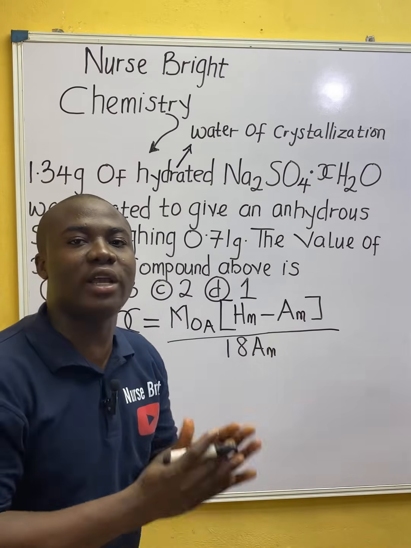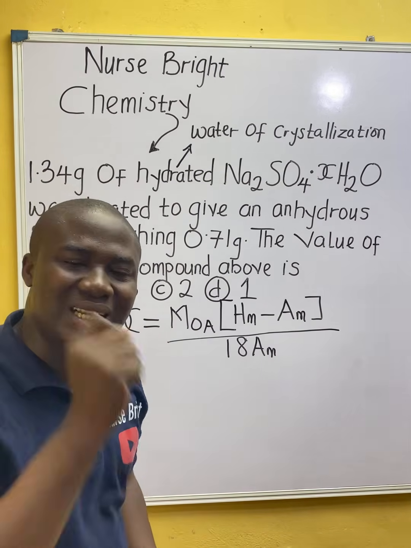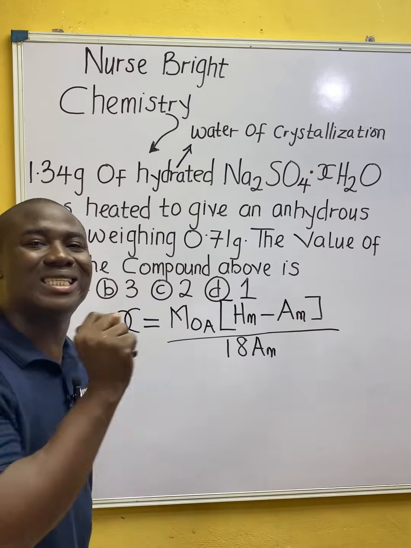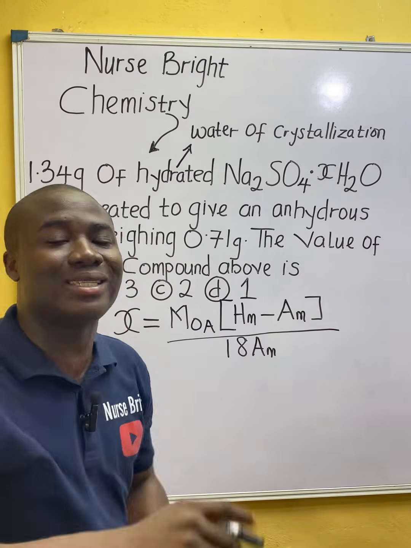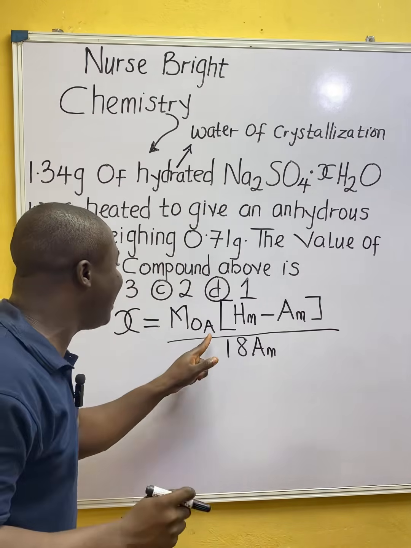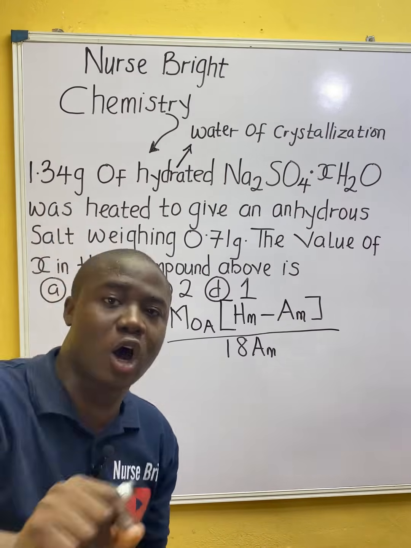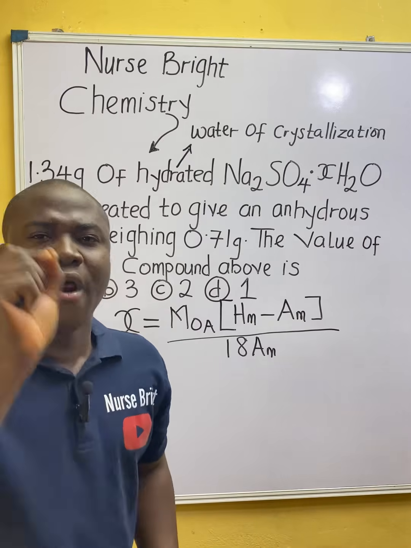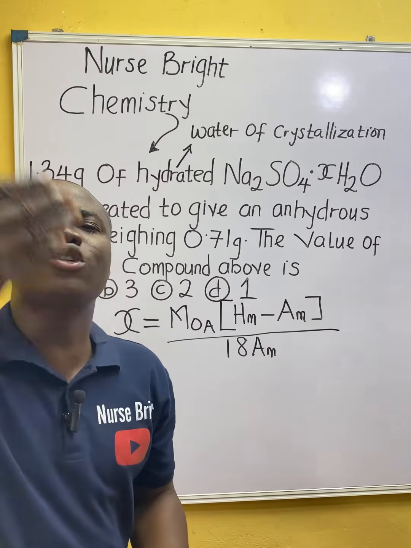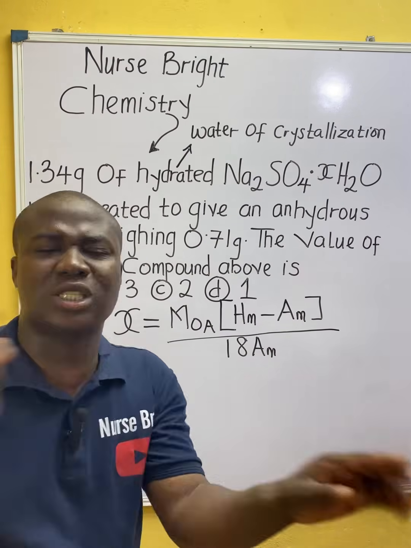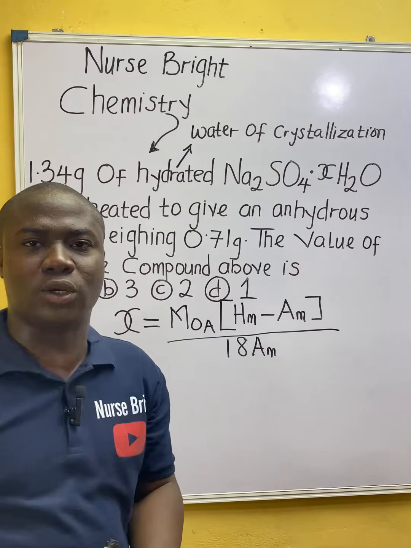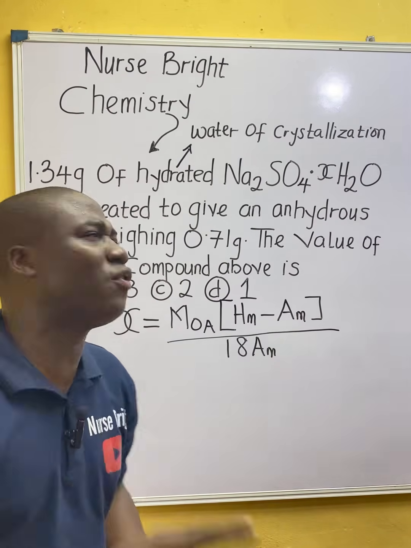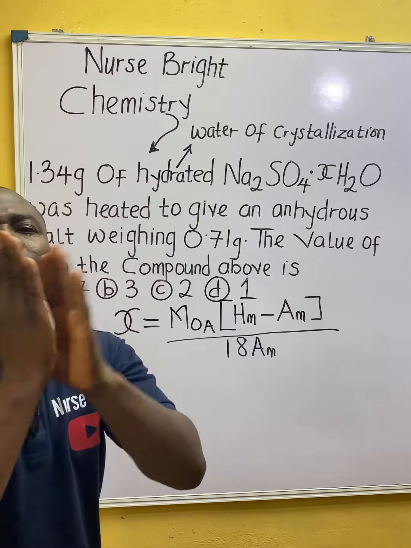Now, let me tell you what each of the parameters means in this formula. For MOA, which you saw first, MO itself is molar mass, all right? Molar mass. And the A here means anhydrous compound, or you simply say anhydrous salt. Remember, an anhydrous compound is a compound without water of crystallization. So for MOA, it is you calculating the molar mass of this compound without water of crystallization.